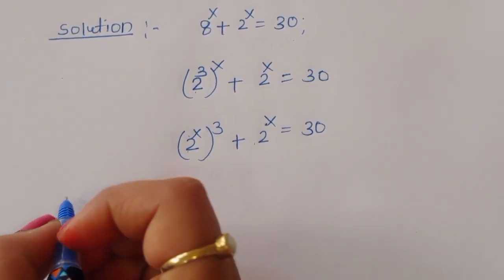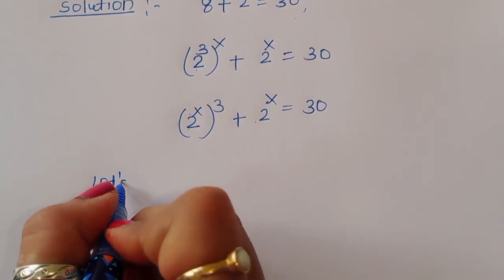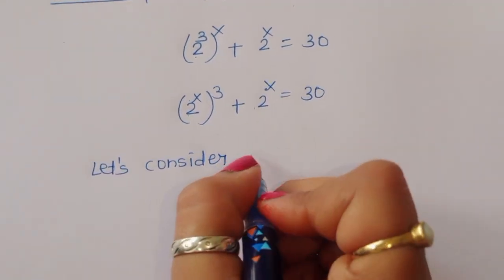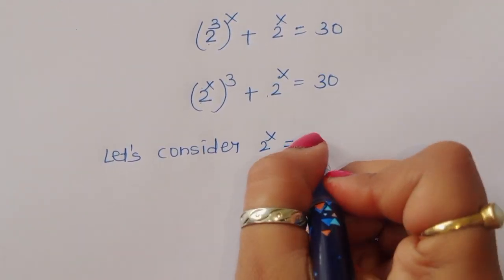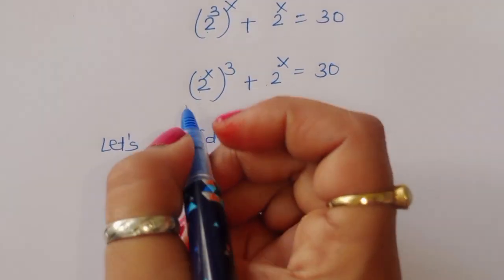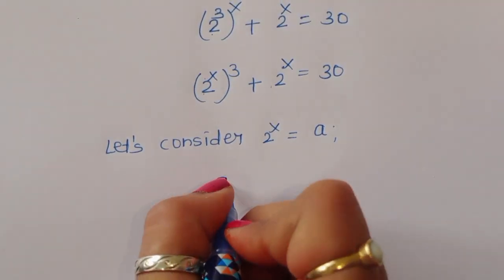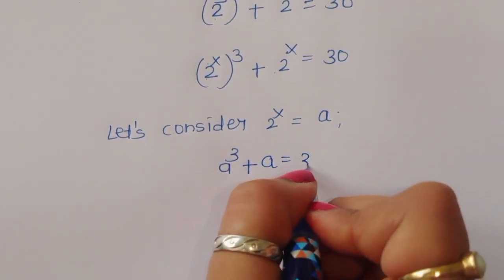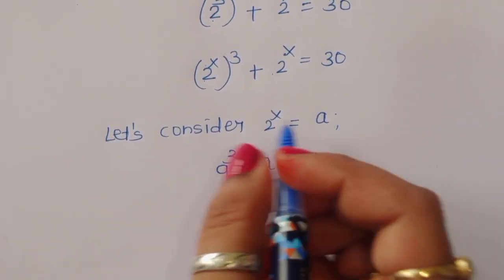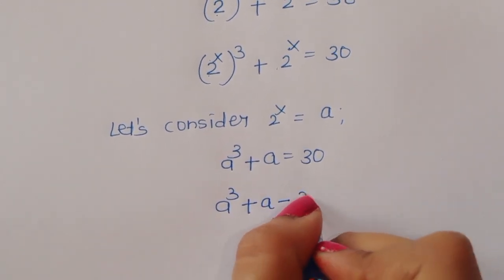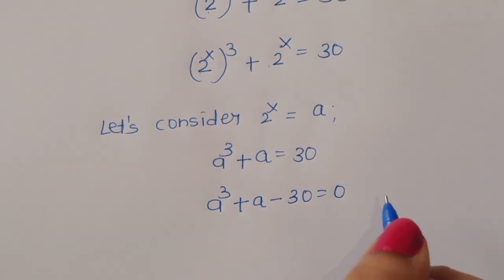Let's consider 2 power x is equal to a. So it will become easy to solve. a power 3 plus a is equal to 30. So we can write a power 3 plus a minus 30 is equal to 0.